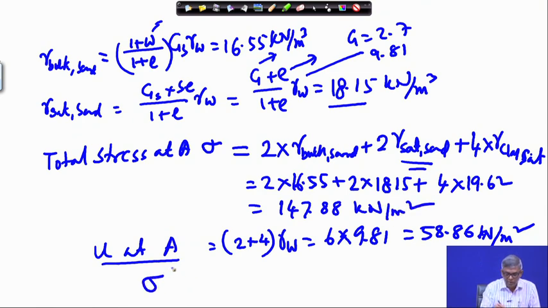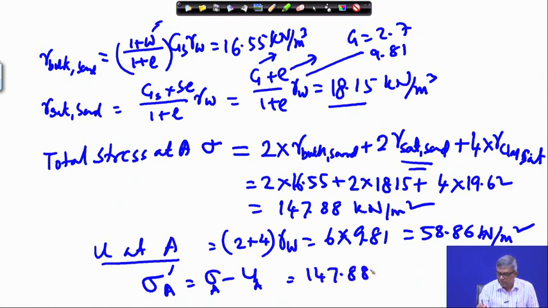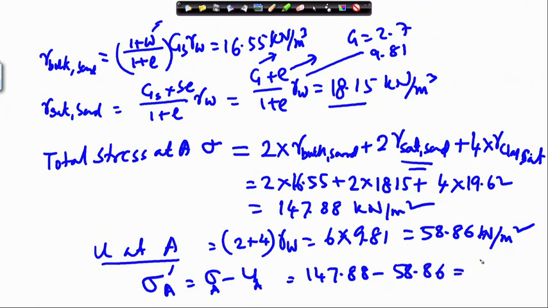So, sigma dash will be sigma minus u, sigma dash A. So, sigma A minus u A. So, that will become 147.88 minus 58.86. So, that becomes your 89.02 kilonewton per meter square. So, this is the first question asked, that is what is the effective stress at point A because of the given condition.